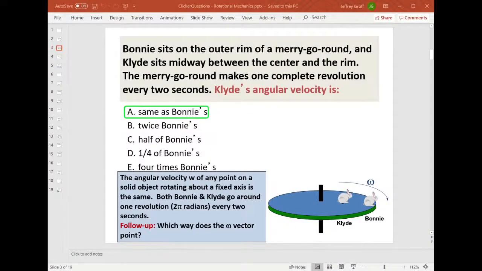All right, Bonnie and Clyde are on this merry-go-round, and here's the axis of rotation. So imagine grabbing that axle with your right hand so that your fingers curl in this direction along with the sense of rotation. It tells you right here it's rotating, if you're looking down from above, it's rotating clockwise. All right, and then what direction does your thumb point?